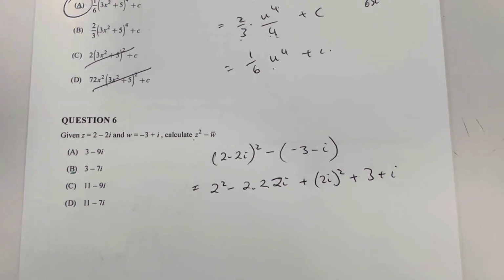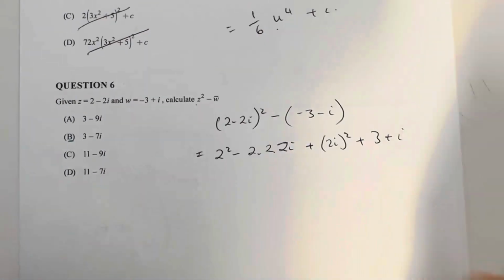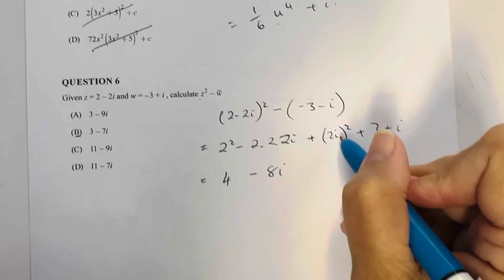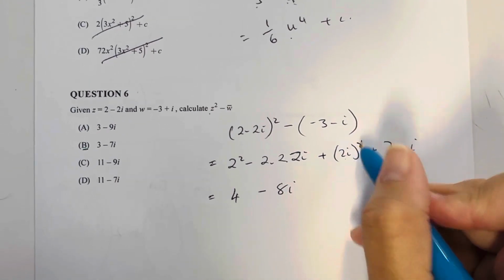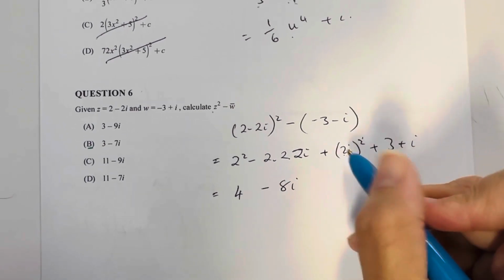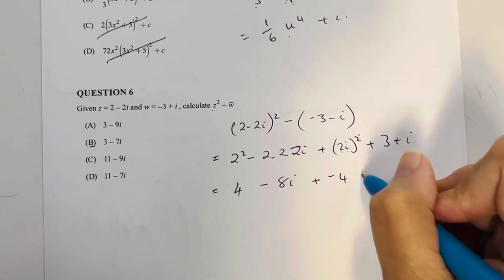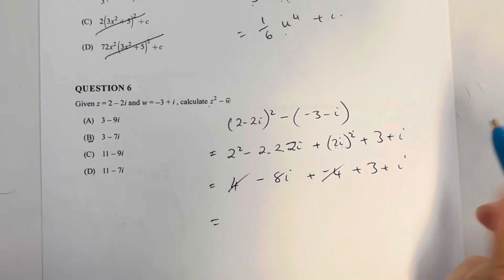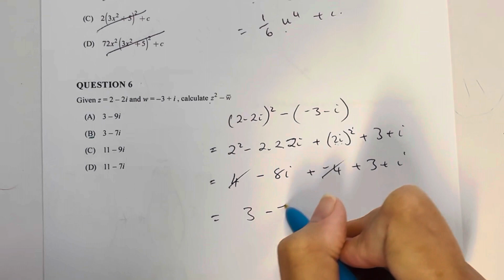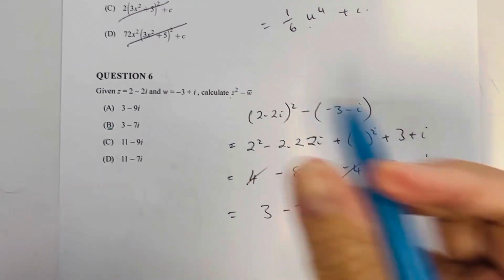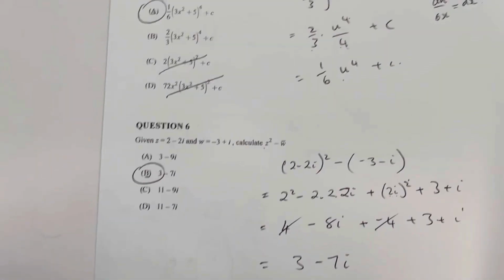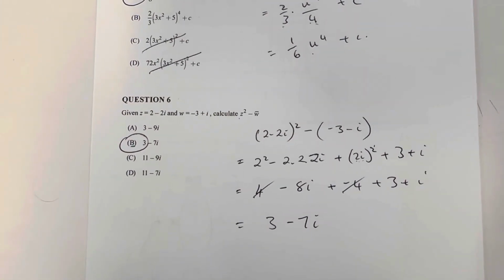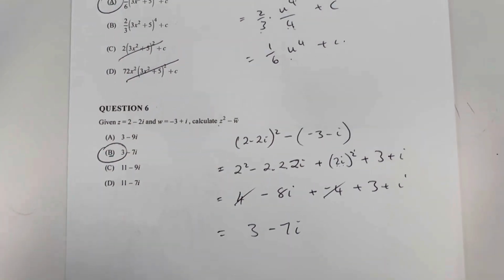Okay, comfortable doing a squared straight out, don't need to FOIL it. So that's 4 minus 8i. Now -2i squared, 2 squared's 4, I squared's -1, so that'll be -4 plus 3 plus I. That will cancel, giving me 3 minus 7i. So that's going to be B as my answer. Just making sure you've expanded correctly.